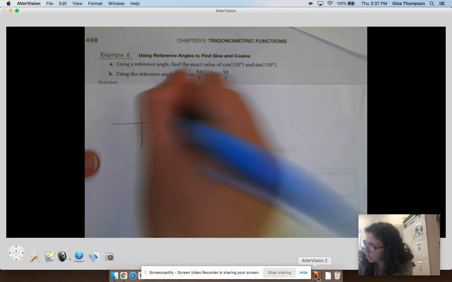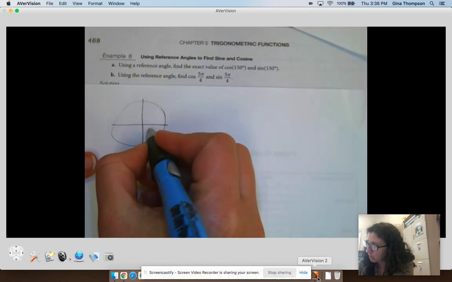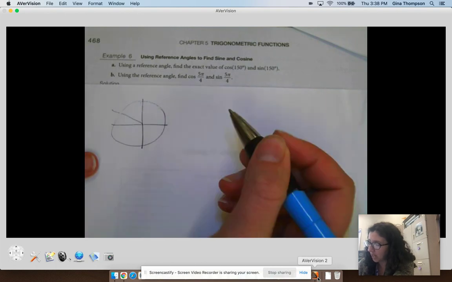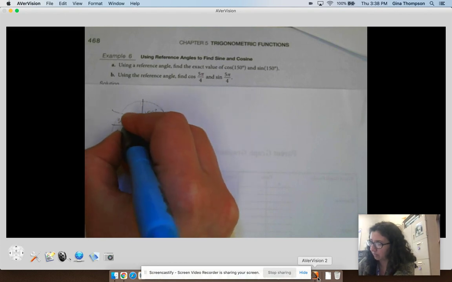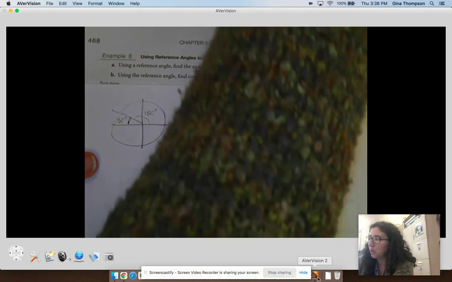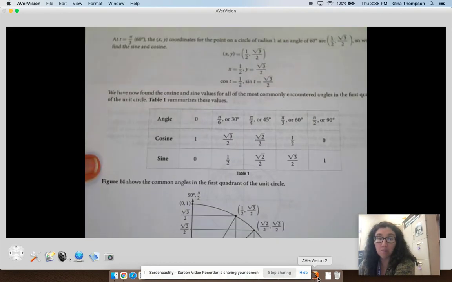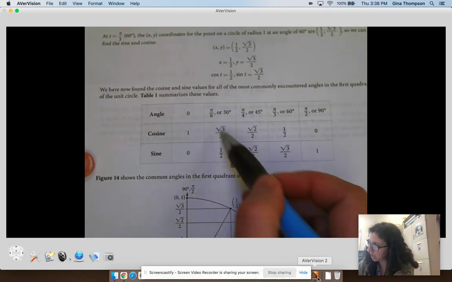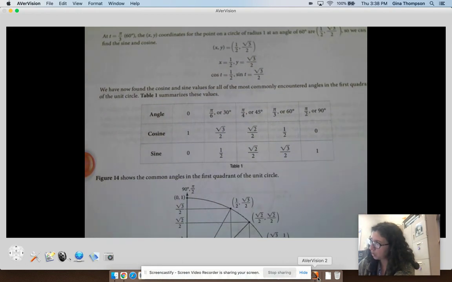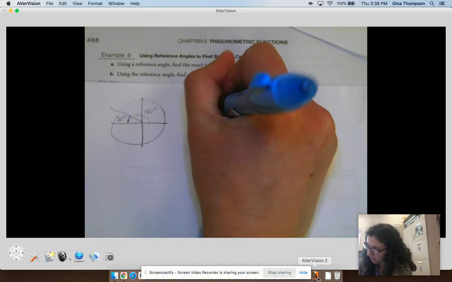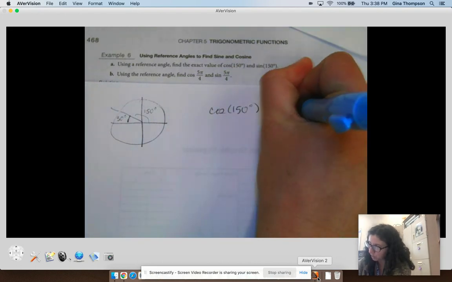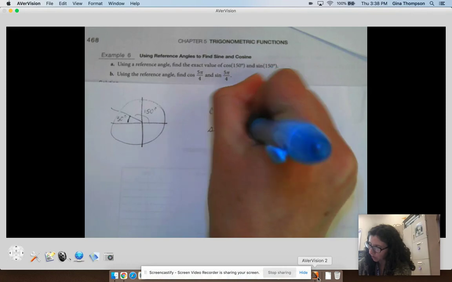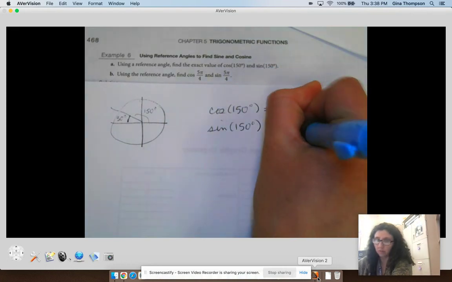So let's just think about this. 150 degrees. Here's 90, here's 180. It's going to be somewhere like that, right? This is 150. The reference angle here is 30 degrees. Do we know what sine and cosine of 30 degrees are? Maybe not yet. You will soon. Let's just look. 30 degrees: cosine is square root of 3 over 2, sine is 1/2. So we can say cosine of 150 degrees equals square root of 3 over 2, and sine of 150 degrees equals 1/2, from our little table.